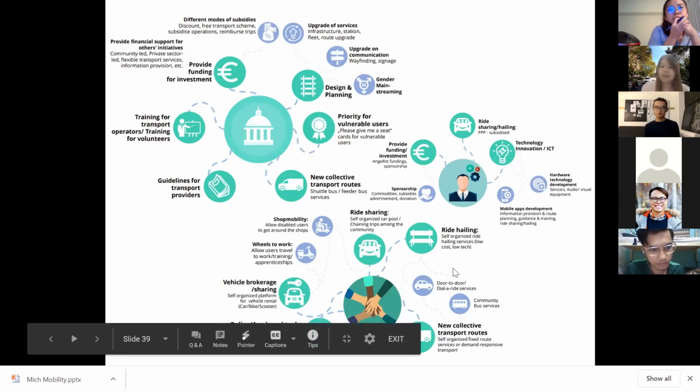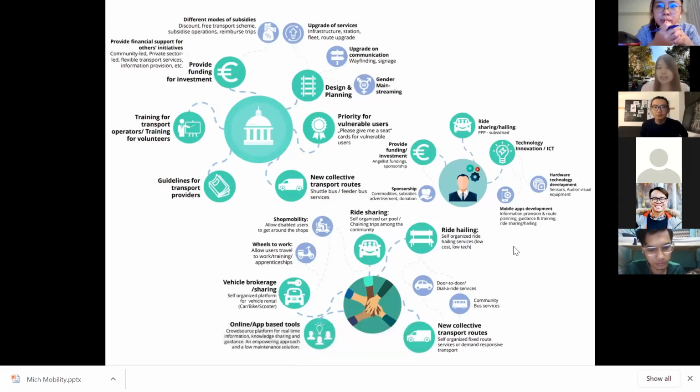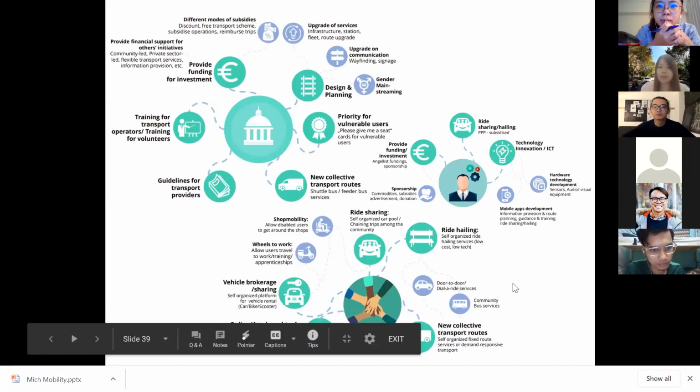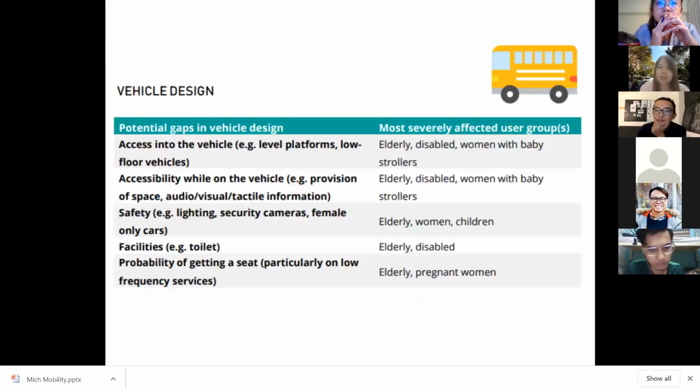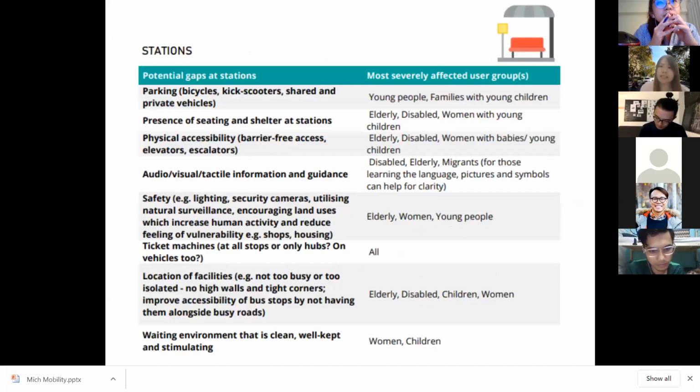And for community leaders, it's more like a self-initiated thing, like collective transport routes and also some sharing schemes, either ride sharing or vehicle sharing. In this report, we also point out gaps that could be improved in different aspects, like vehicle design, and also station network and density. I'm not going to list out every gap here, but if you're interested, you can refer to the report.